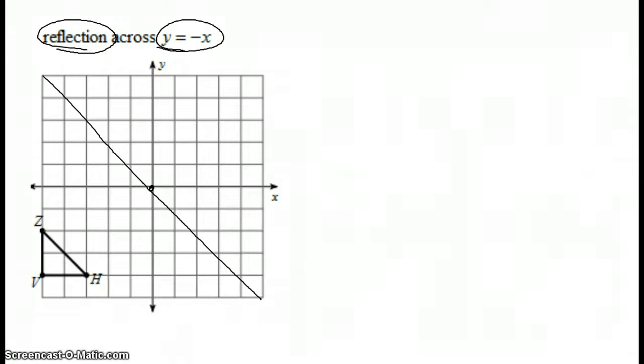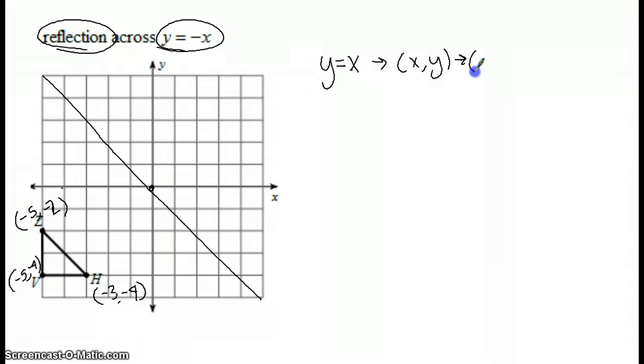What's sometimes helpful is to write the ordered pair for each coordinate point. So I know that this ordered pair z is at -5, -2. The ordered pair v is -5, -4. And the ordered pair h is -3, -4. When I reflect it, I remember that when I reflected across y equals x, x comma y is mapped to y comma x.